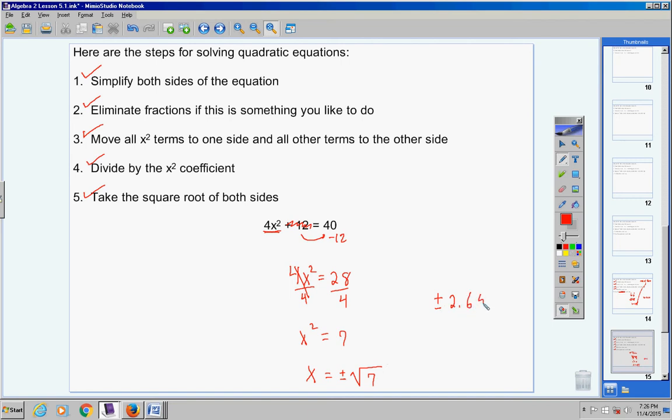If I ask you to write your answer in radical form, you would write this answer here. If I asked you to write your answer in whole numbers or decimals, then you would write your answer like this. Okay? Alright, moving on.